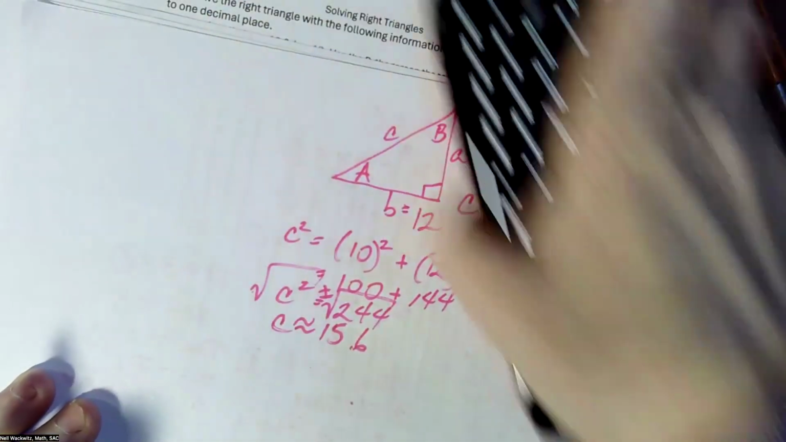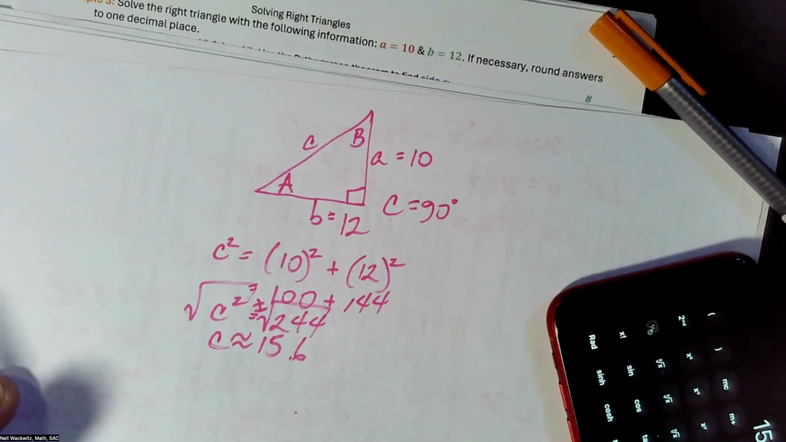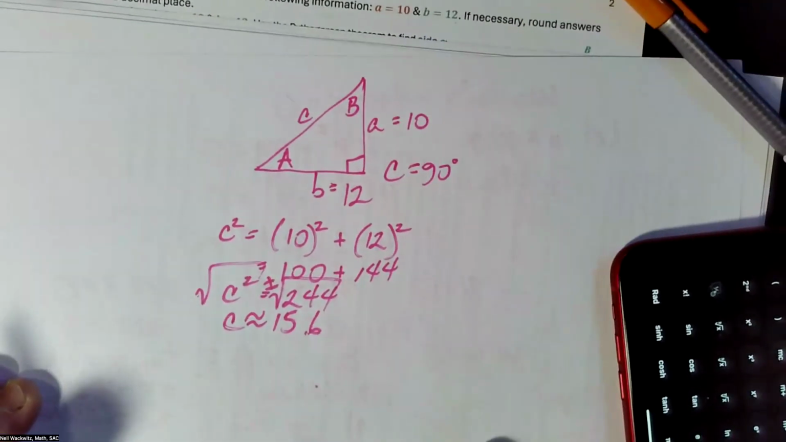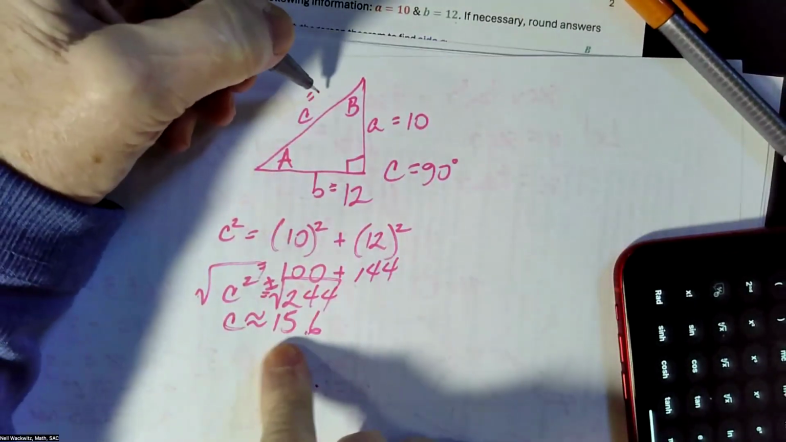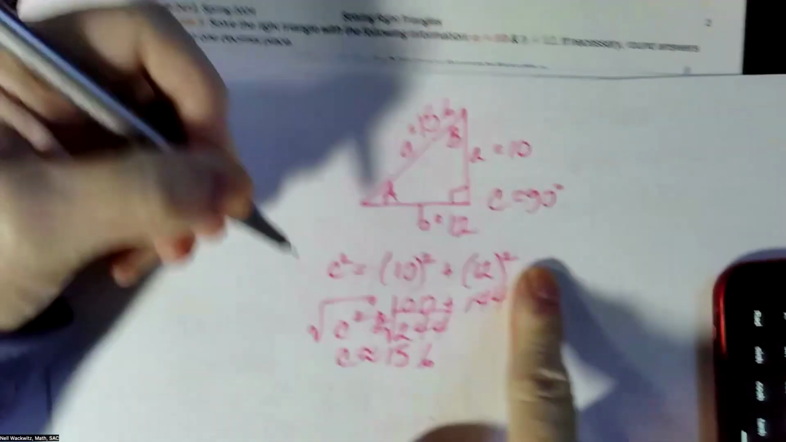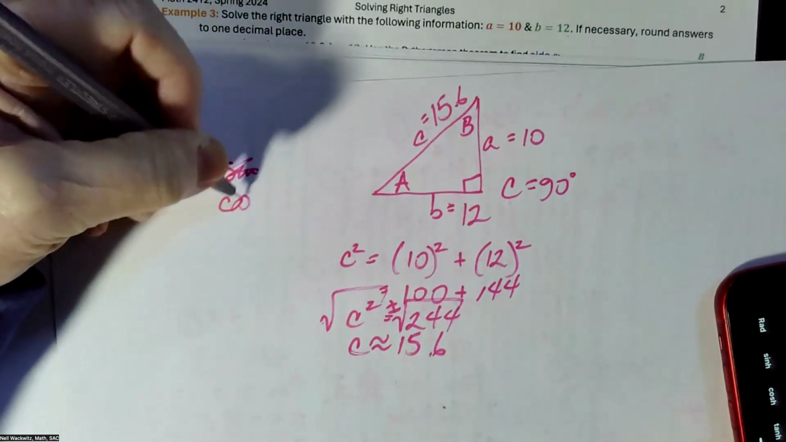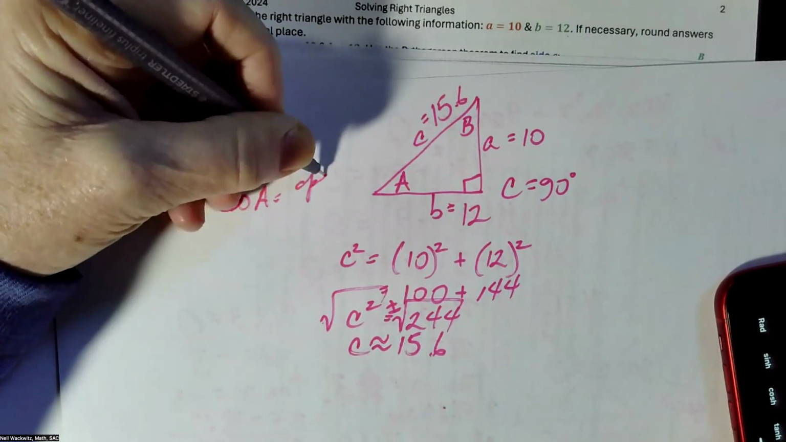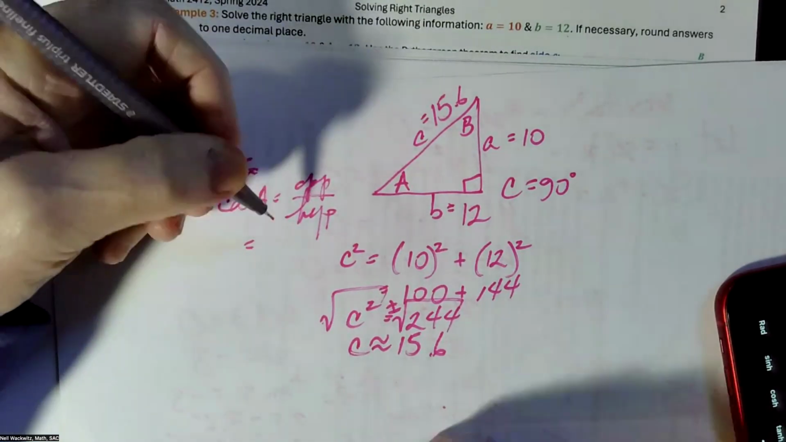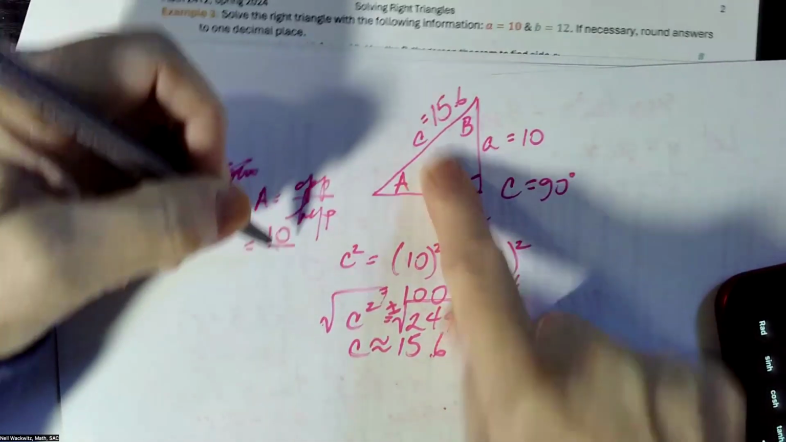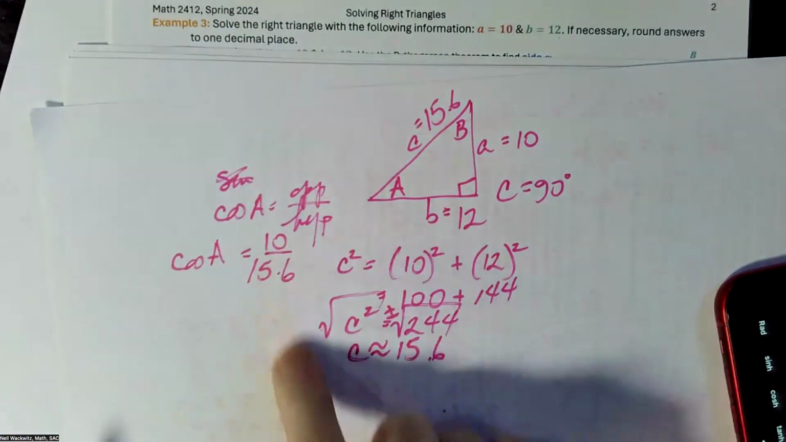Well, I don't know any angles except the right angle. Let's see if we can use trig to find some of these angles. So I know that C is 15.6. Oh, we did sine last time, and cosine feels left out. So let's see, the cosine of A is adjacent over hypotenuse, and we know both of those sides. We know the side is 10, the hypotenuse is 15.6. So cosine of A is that number.